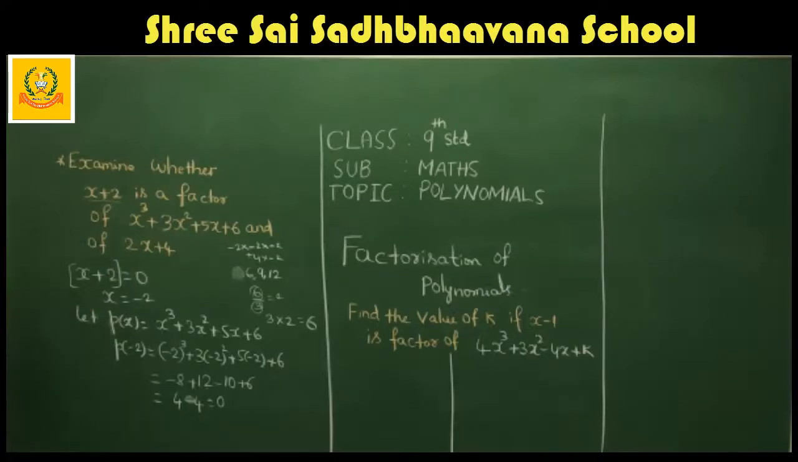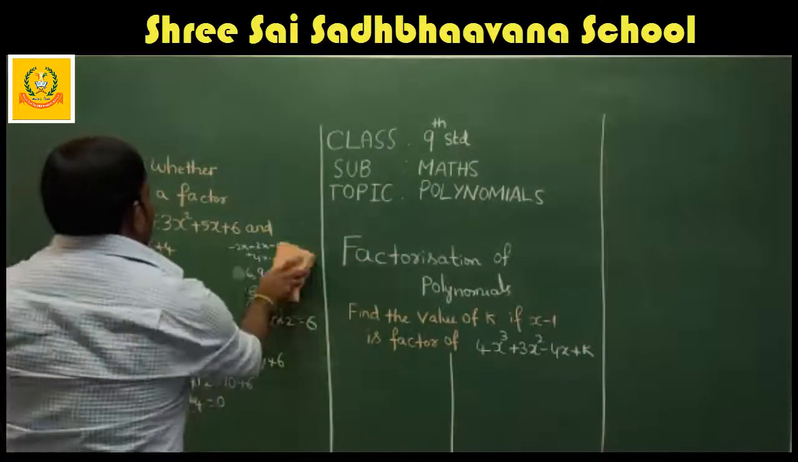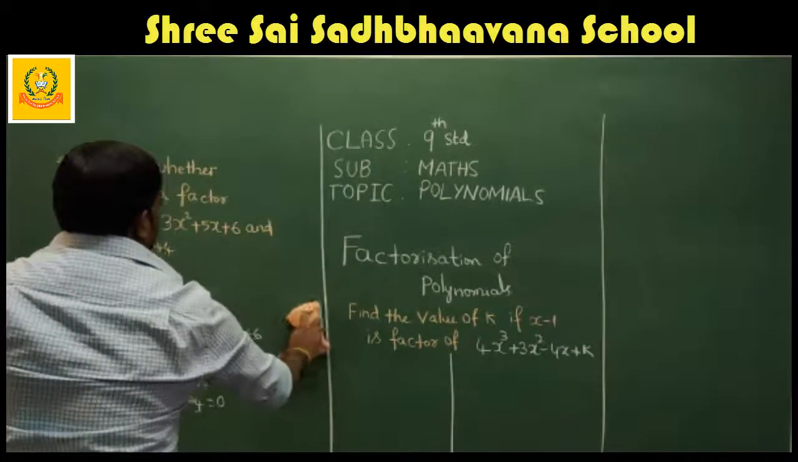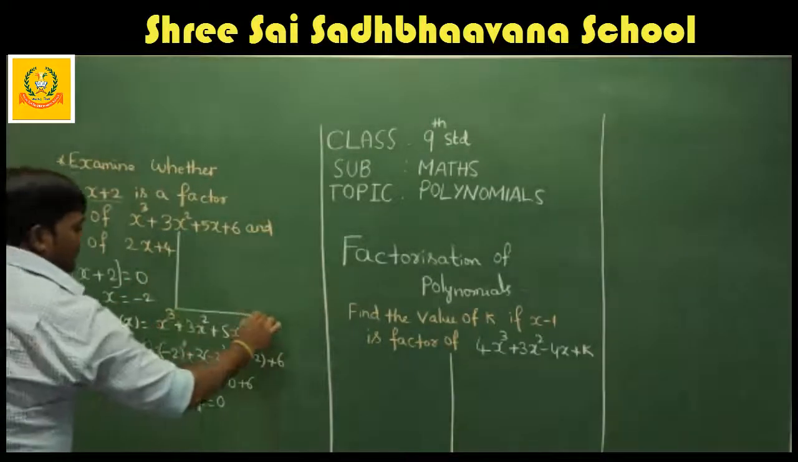Okay. So similarly, we have to check whether 2x plus 4 is also a factor of the given polynomial. So how to check? We just go with the easier method. The same way, we just consider 2x plus 4 equal to 0. I'll just do it here.